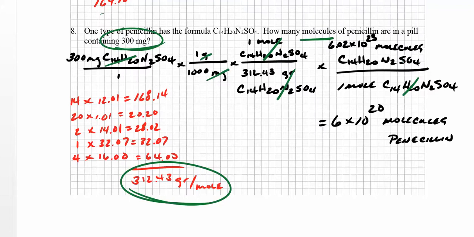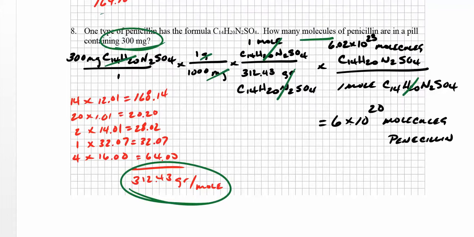I'm looking for molecules. So now I'm going to get my calculator out, and I'm going to multiply 300 times 1 if you want to, times 1 again if you want to, times 6.02 times 10 to the 23rd, hit the equal button, then divide by 1,000, hit the equal button again, and then divide by 312.43, and what you get is 6 times 10 to the 20th.